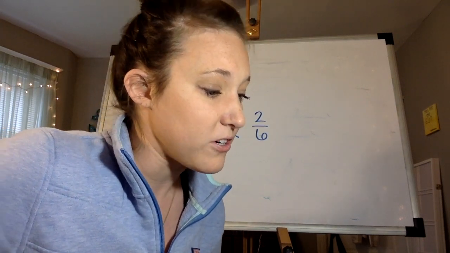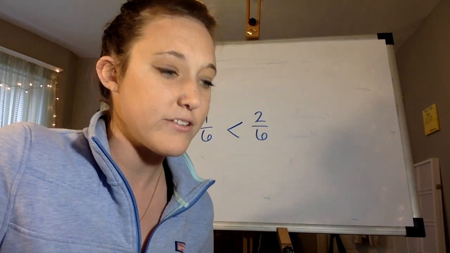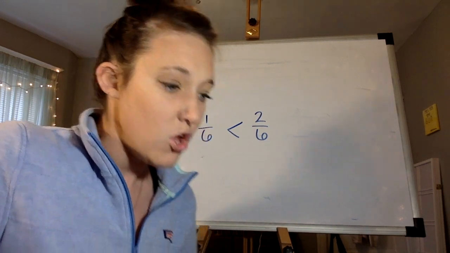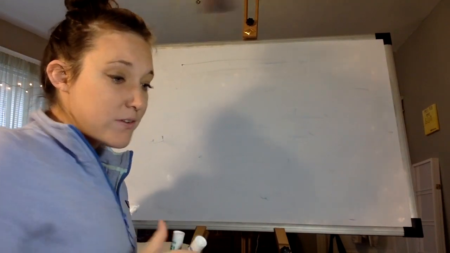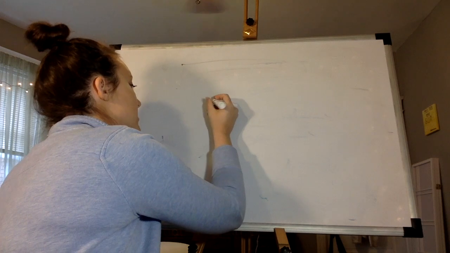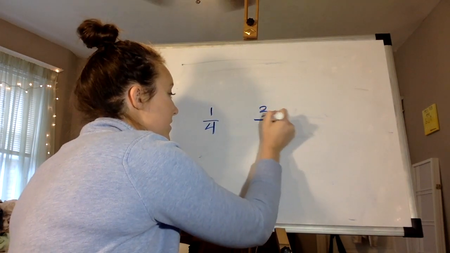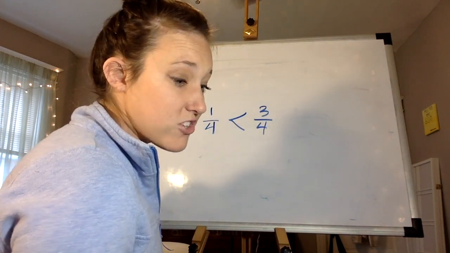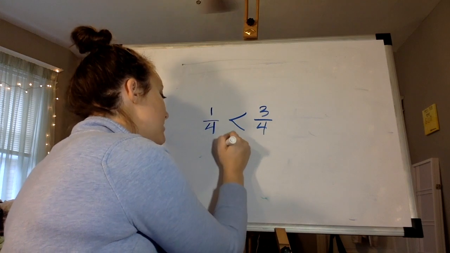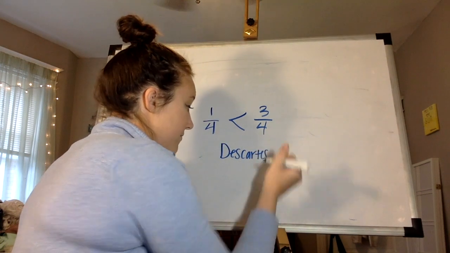Looking at number 13, Newton buys 1/4 of a pound of cheese. Descartes buys 3/4 of a pound of cheese. Who buys more cheese? Well, we've got the same denominator, so I'm just going to compare 1/4 of a pound to 3/4 of a pound. 3/4 is the greater fraction, which means Descartes buys more cheese. Okay?